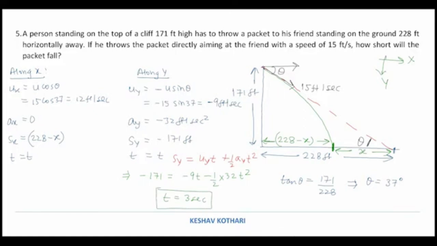Now if t is equal to 3 seconds and if we apply it for x-axis, then displacement along x is equal to initial velocity along x into t. So we can write it as 228 minus x is equal to 12 into 3, that is 36, and we obtain x is equal to 192 feet. So this is the distance by which the object will fall short from the friend.